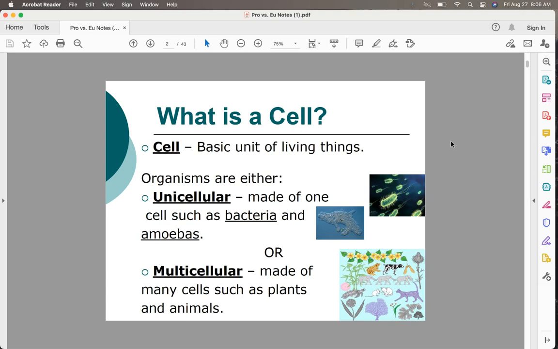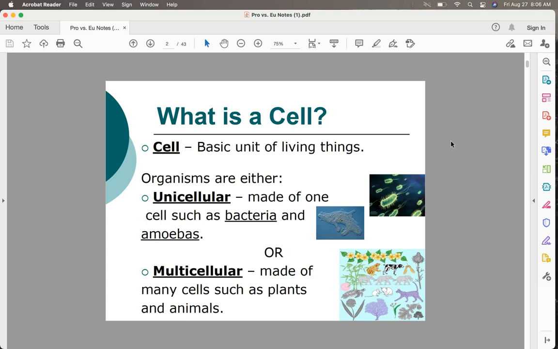So, in our organisms, we can have unicellular or multicellular varieties. If you are unicellular, you only are one little tiny cell. So, this is like a bacteria, an amoeba, a lot of different protists. Like a unicycle is one wheel, this is one cell, unicellular.